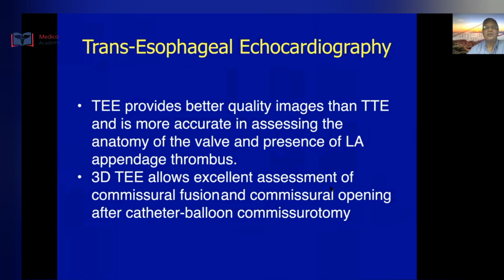A transesophageal echocardiography is important in such cases when you suspect a thrombus. The TEE provides better quality images and is more accurate in assessing the anatomy of the valve and the presence of a LA appendage thrombus, while a 3D allows excellent assessment of the commissural fusion and commissural opening after a catheter balloon commissurotomy.